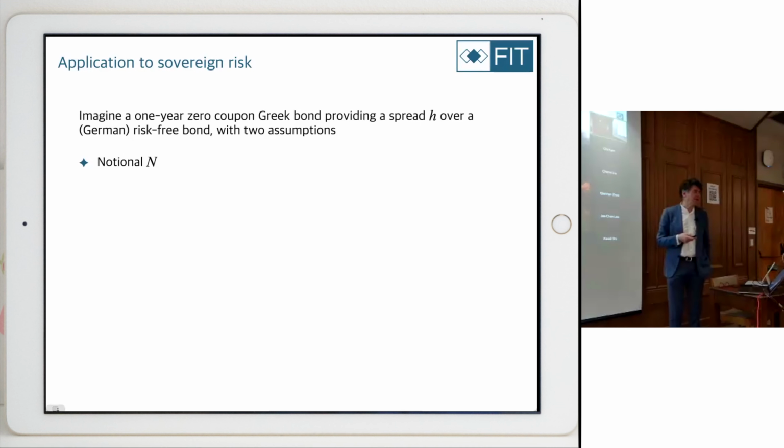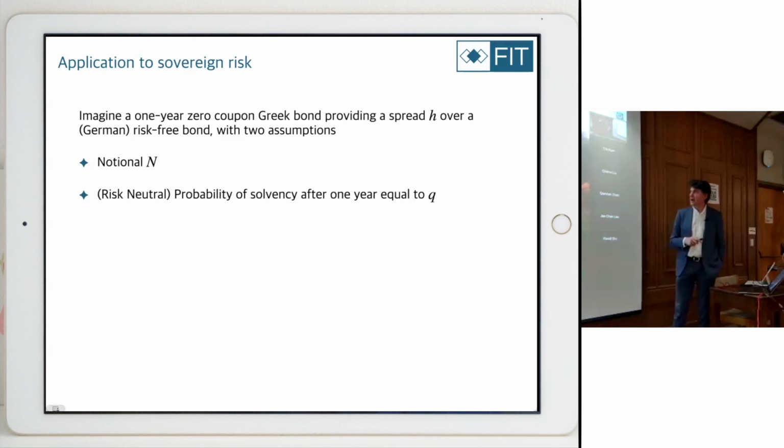So let me calculate the probability they go bankrupt. We can calculate the probability that Greece goes bankrupt based on market information with my very simple homemade model. And I don't need Python for that. I'm going to assume a certain notional. I'm going to assume a certain probability of solvency, which is risk neutral, which is constant for 1 year, call it Q. That's my simple model, homemade.